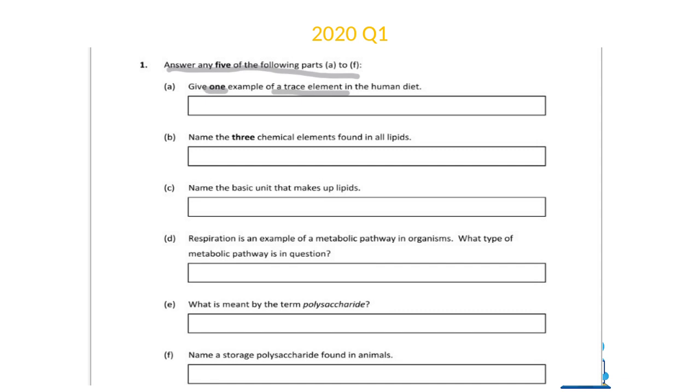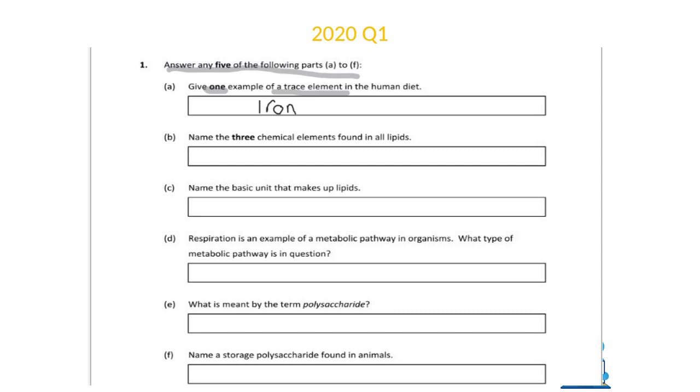In this case, we could give one of possibly 3 elements. So we could give iron, copper, or zinc. There are 3 trace elements. And our trace elements are elements that we require in tiny amounts in the diet. So I'm just going to pick iron as my example.